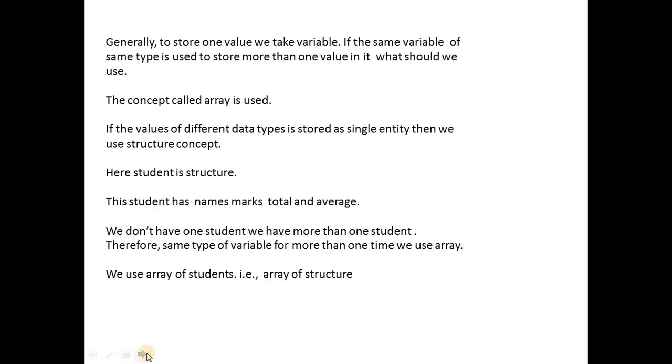Generally, when we talk about storing a value, we store it in a variable. If values of the same type have to be stored in one variable, then we go for an array. What is an array? An array is a collection of homogeneous elements of the same data type. So if I want to store only one value, it is a variable. If so many values have to be stored in a single variable, then we call that an array.